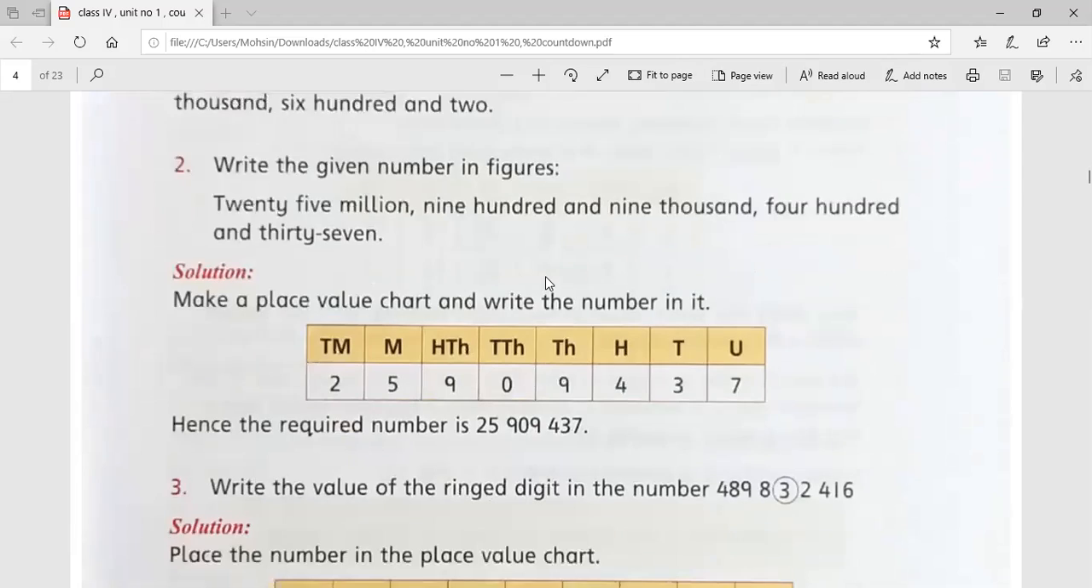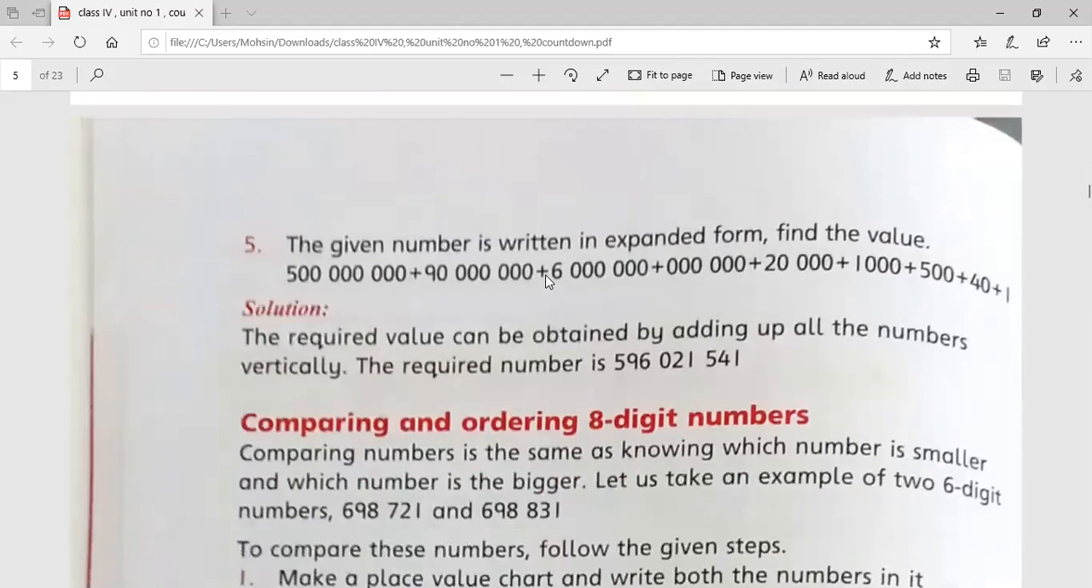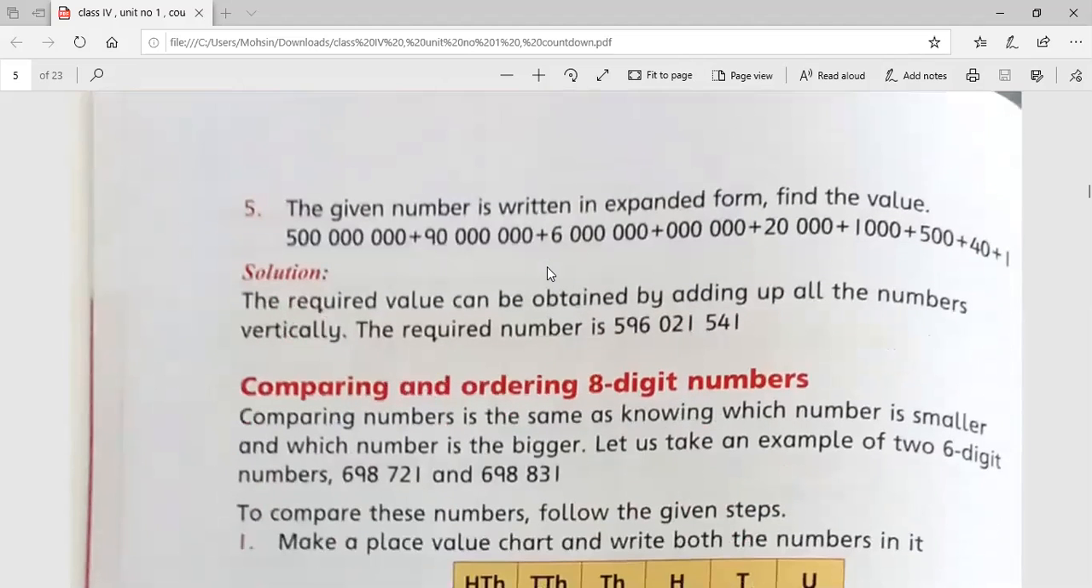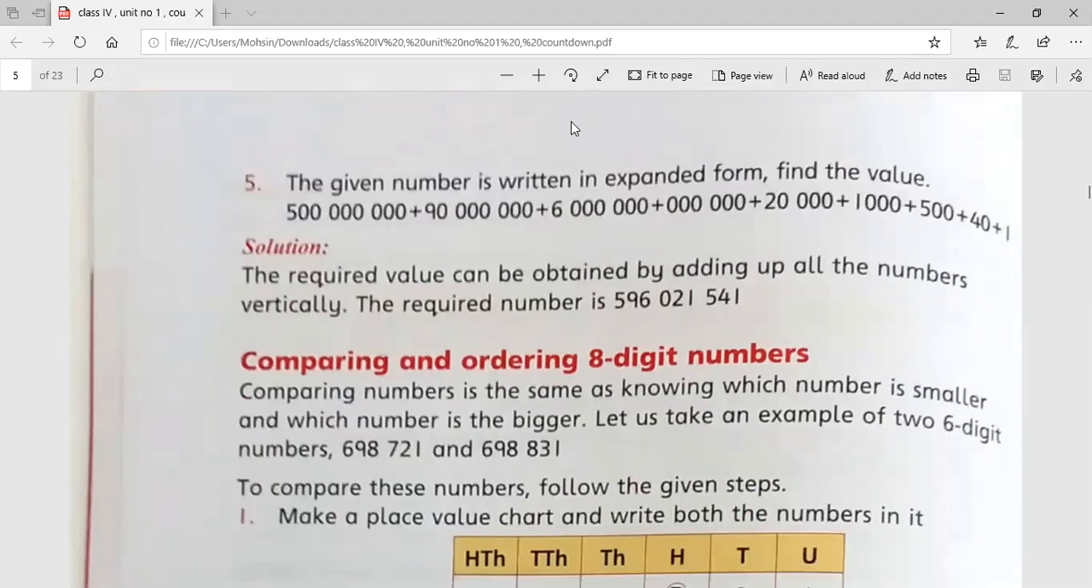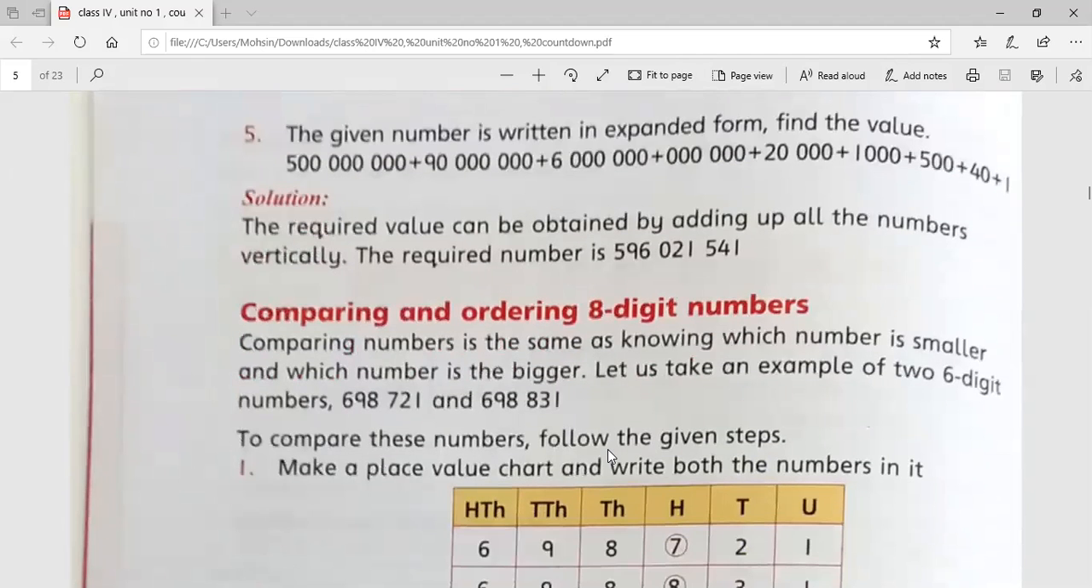The second is also the same example. Now come on page number 4. On page number 4, what we are going to do is comparing and ordering 8-digit numbers.